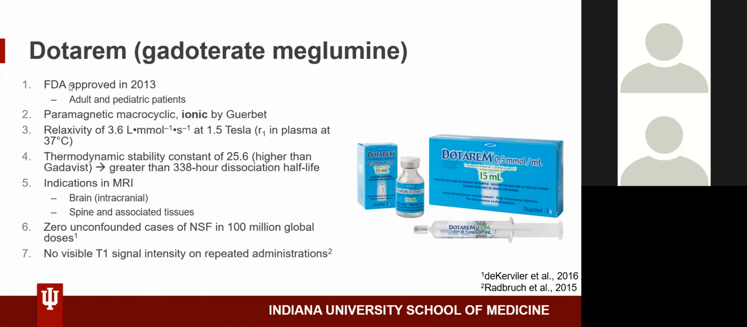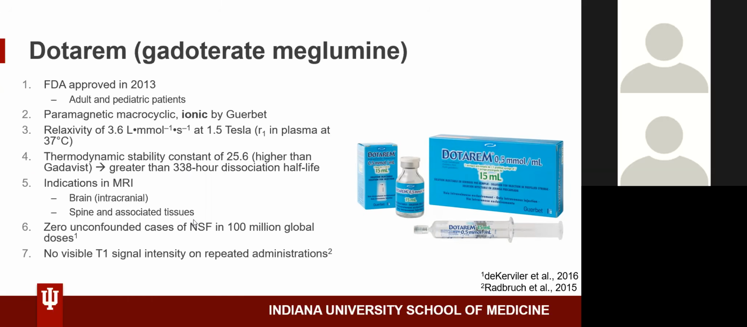All right, and the other one, Dotarem, we talked about it a little bit already. This one was FDA approved in 2013, like Gadavist, also for adult and pediatric patients. It's also macrocyclic, but a difference is that this is an ionic formulation, not by Bayer this time, but by Guerbet. It has a relaxivity of 3.6, which again is not quite as high as Gadavist, but Dotarem has a very high stability constant of 25.6. And remember, we talked about dissociation half-lives, and the longer the better. This one has a 338-hour dissociation half-life, so very, very stable. It's indicated for use in brain or intracranial imaging, as well as in the spine and associated tissues.